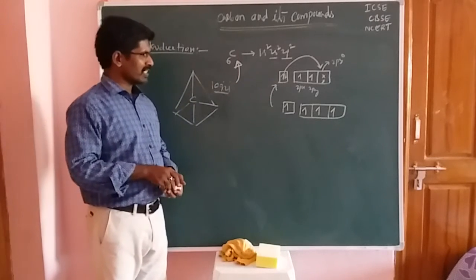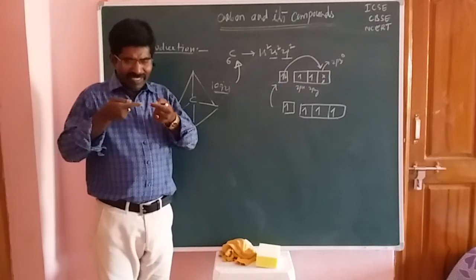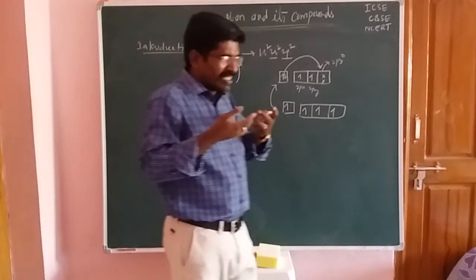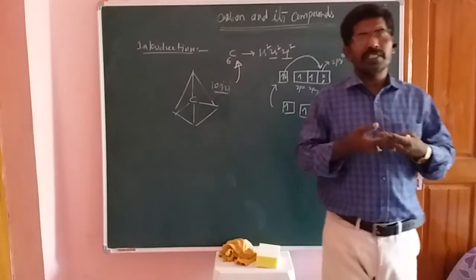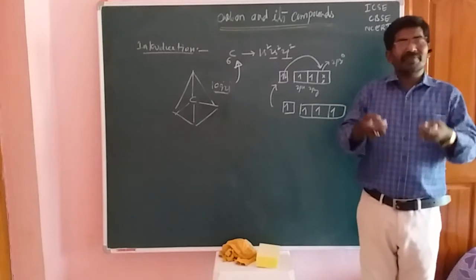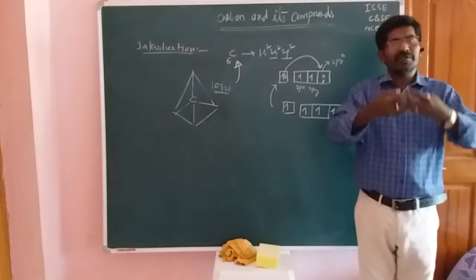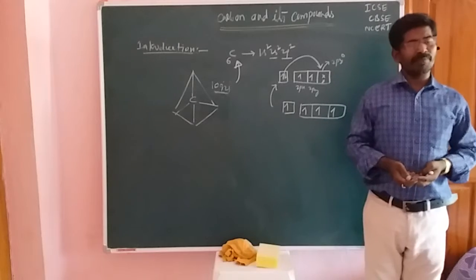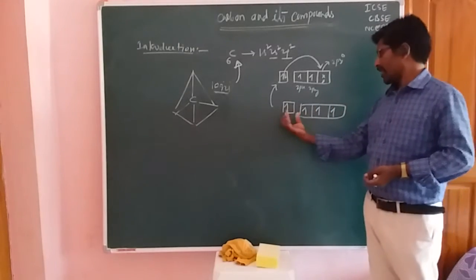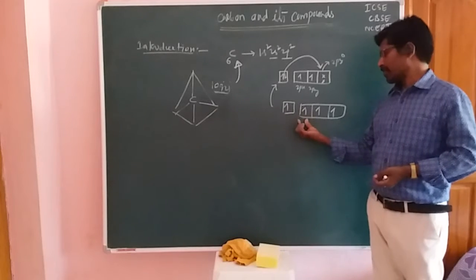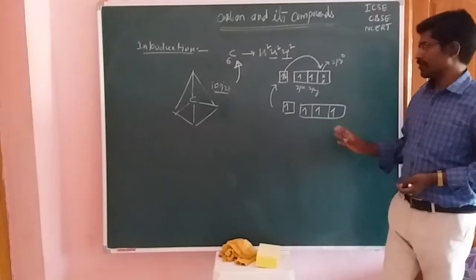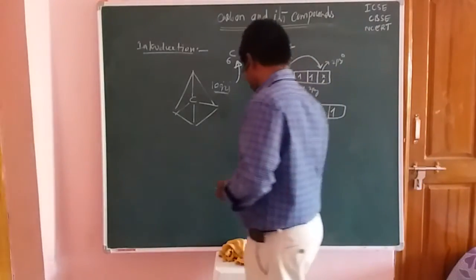And here one more thing: between the 2s and 2p orbitals, there is a very small energy difference. So after splitting up the orbitals, it has the 2s orbital, 2px orbital, 2py orbital, and the 2pz orbital. These are the valency of the carbon element.